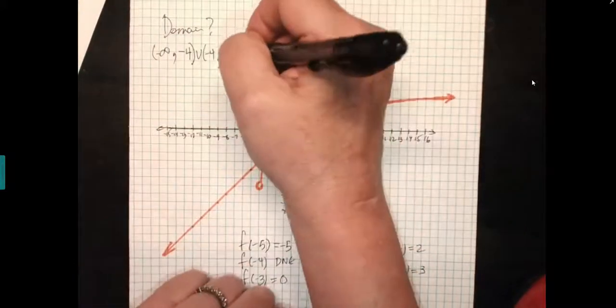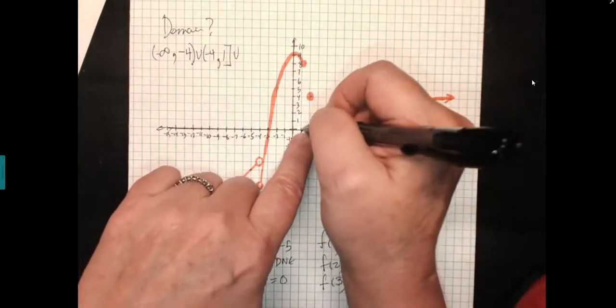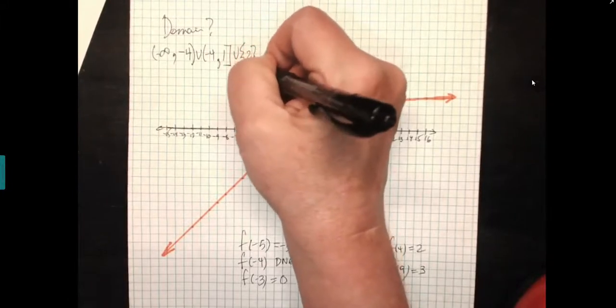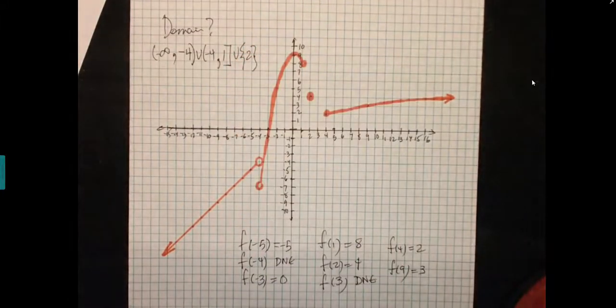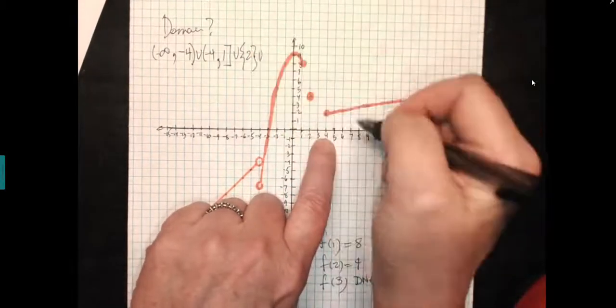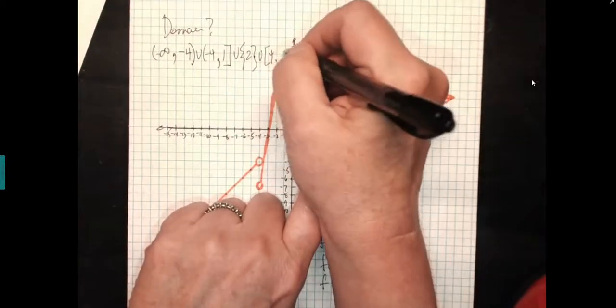And then there's a gap, and I don't have anything until I get to 2, and I just have that singleton 2. So sometimes it's written with square brackets, other times curly brackets. Then there's another gap, and I pick it up at 4. 4 is included, and then it goes on forever.